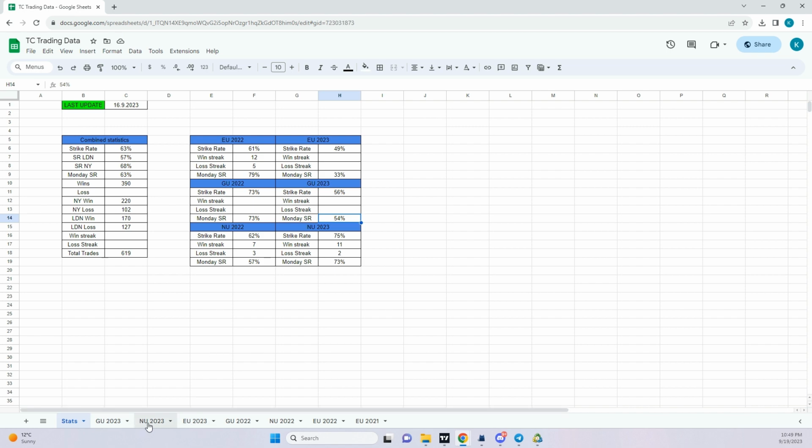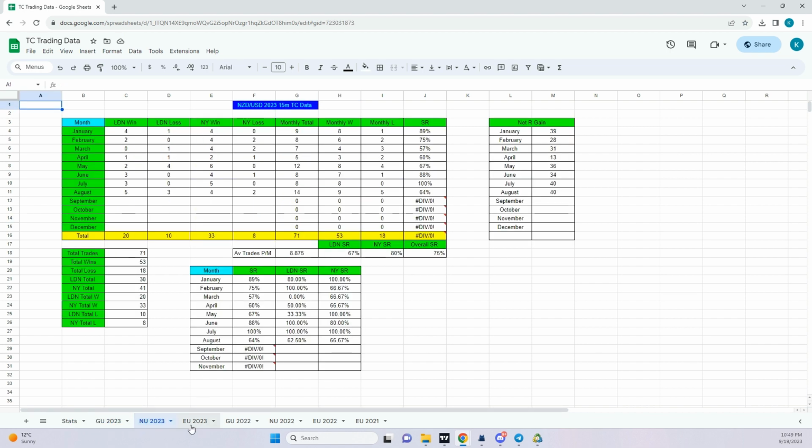And actually, out of all the three pairs I trade, which is GU, NU, and EU, NU provides the least amount of trades, but they seem to be a lot higher quality, and the strike rate seems to be much, much higher than EU. EU is my worst performing pair, but it still does yield nice RR, so I am still profitable trading EU. And GU this year has been moderate, I will say, moderate.